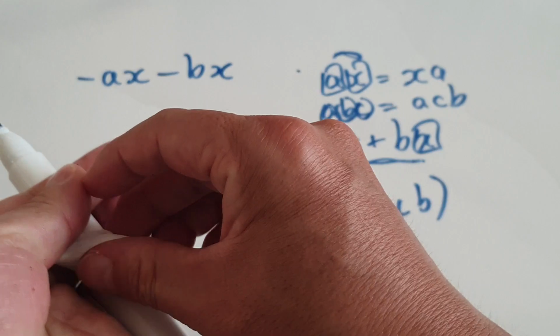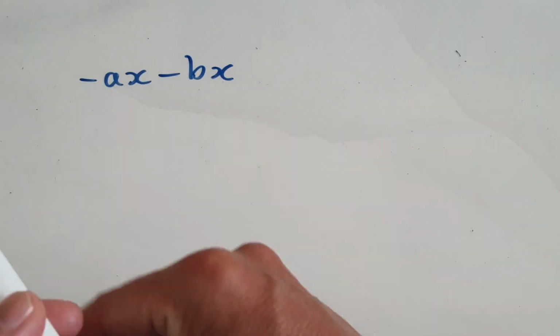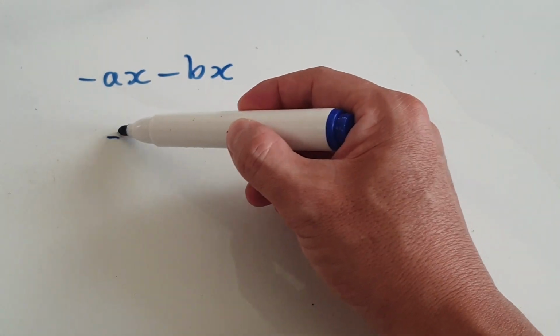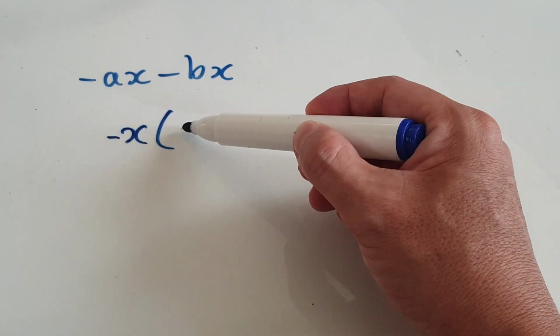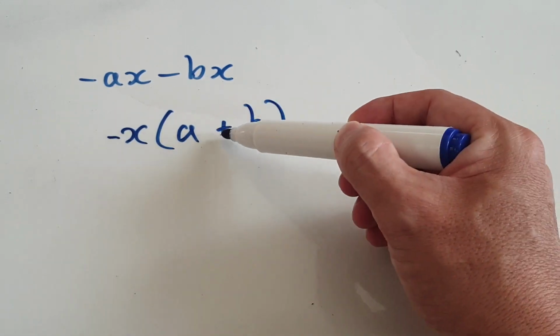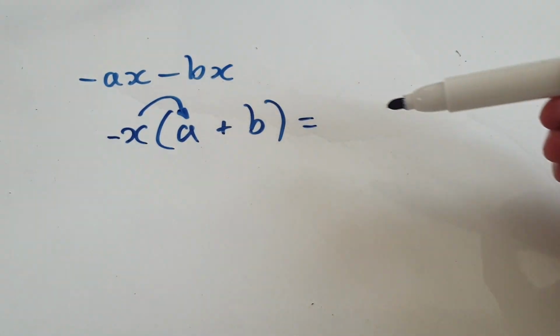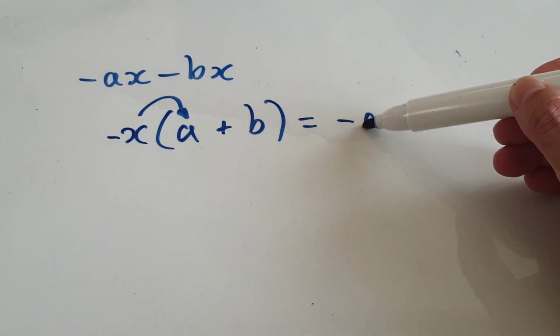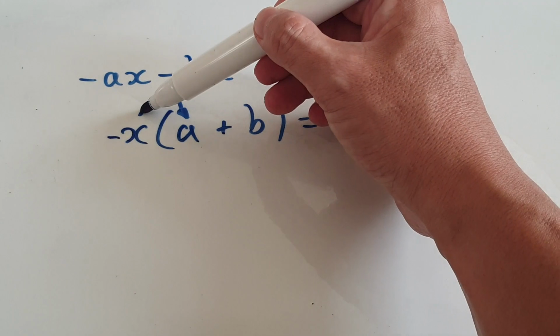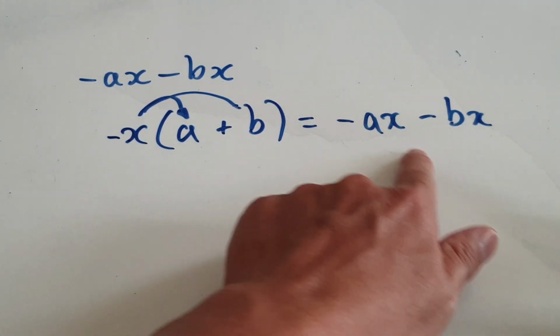So with this one here, because you've got two negatives there, you can actually factorize out the negative x. So it's like this. Now it would be a and then plus b. And let me explain why it's a plus. So now if you get this times this, that would be minus ax. And then this times this would be minus bx. So that's the same thing.